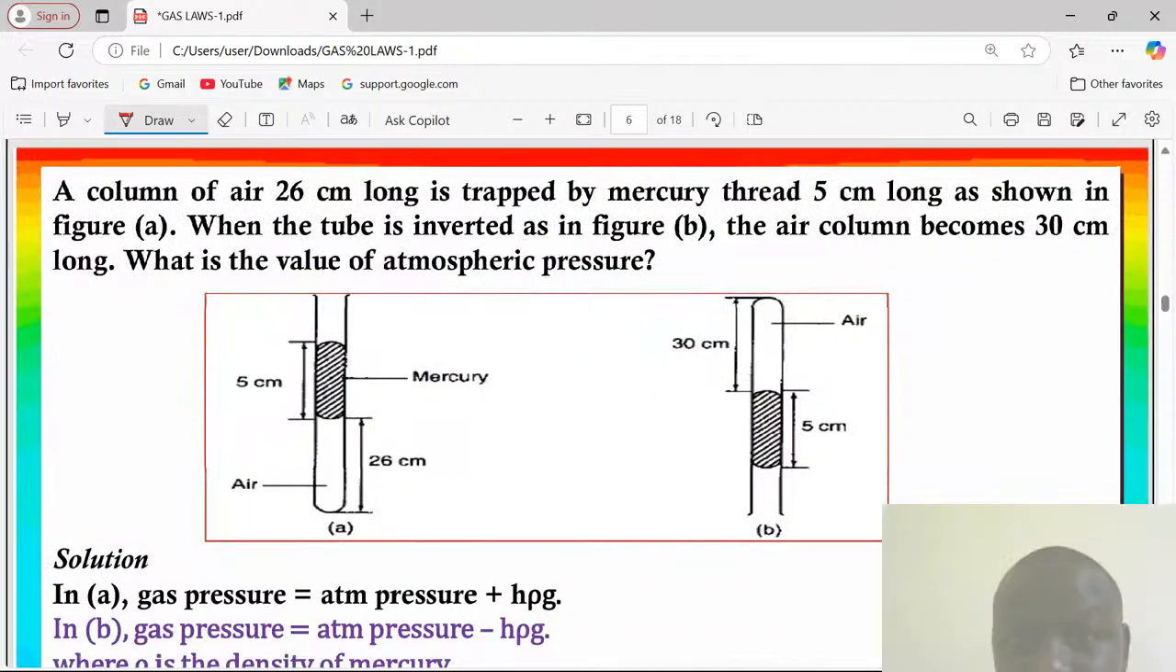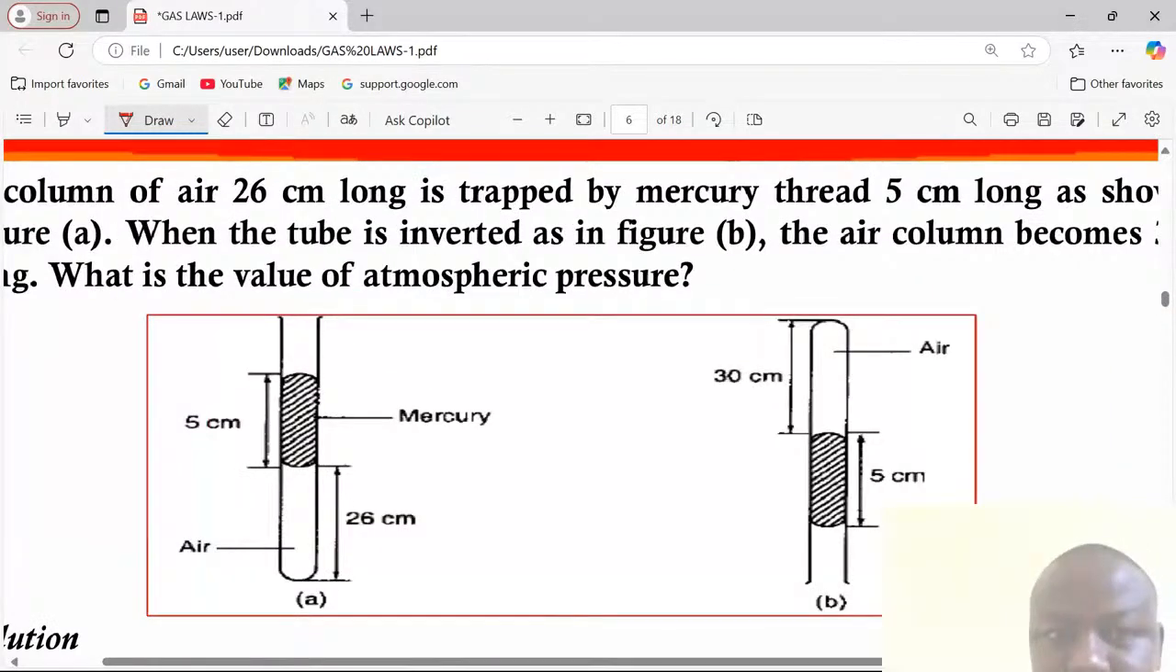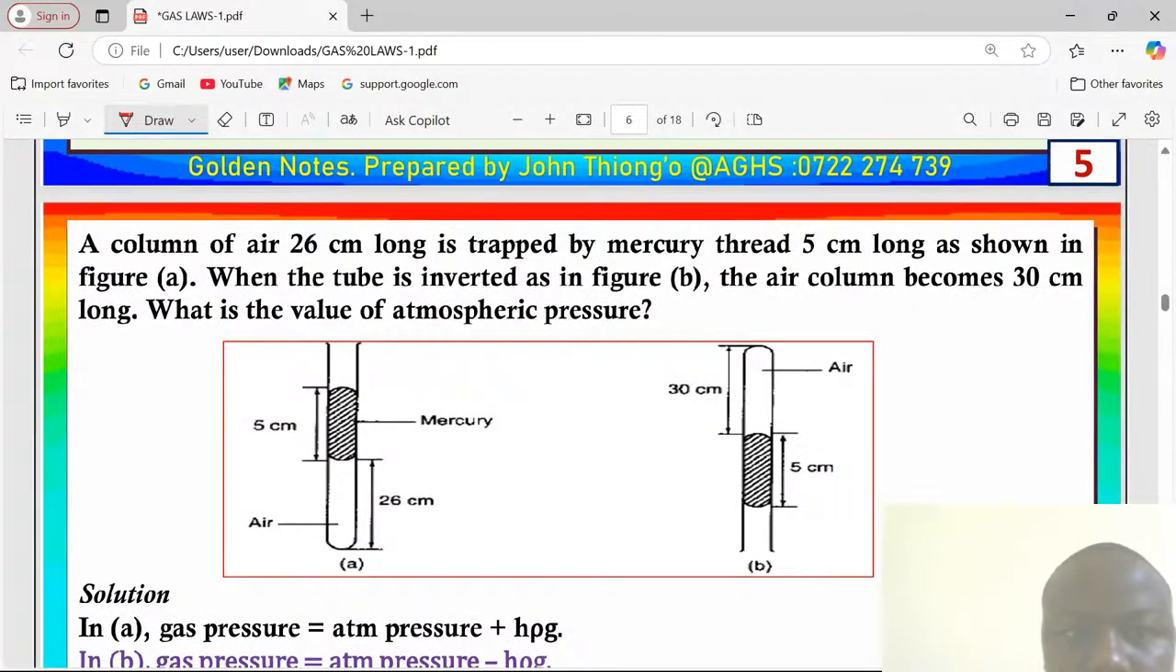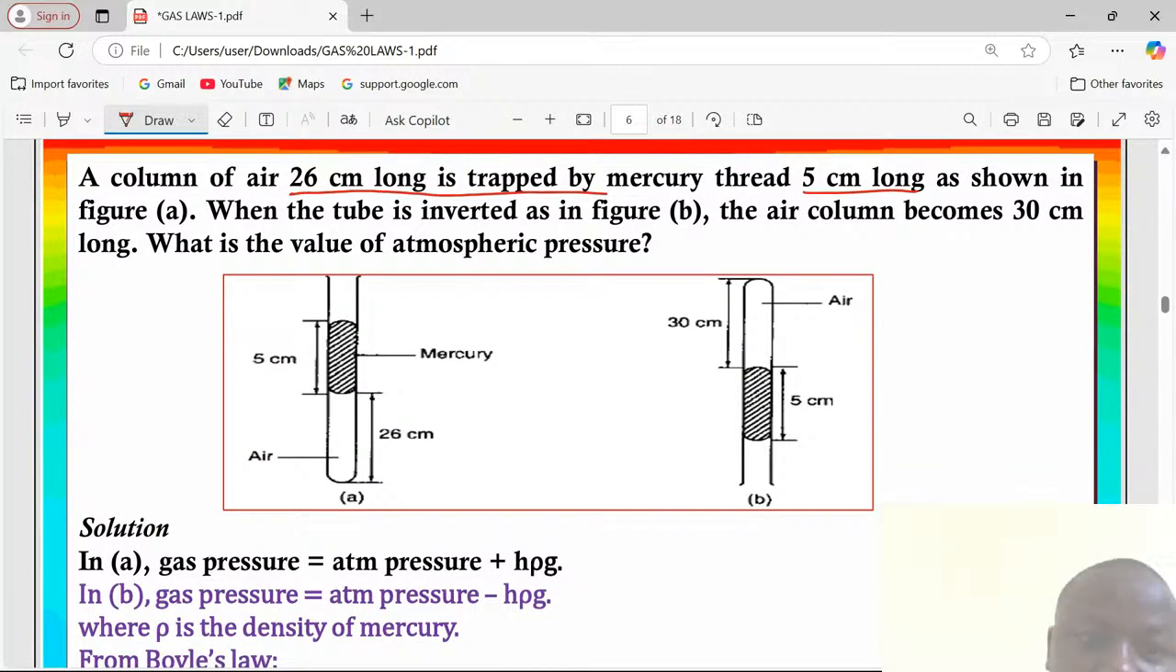We can also check another frequently tested question, which I'm planning to emphasize very much. A column of air 26 centimeters long is trapped by a mercury thread 5 centimeters long as shown. So in the first diagram A, we are having 5 centimeters of mercury and 26 centimeters of air trapped.